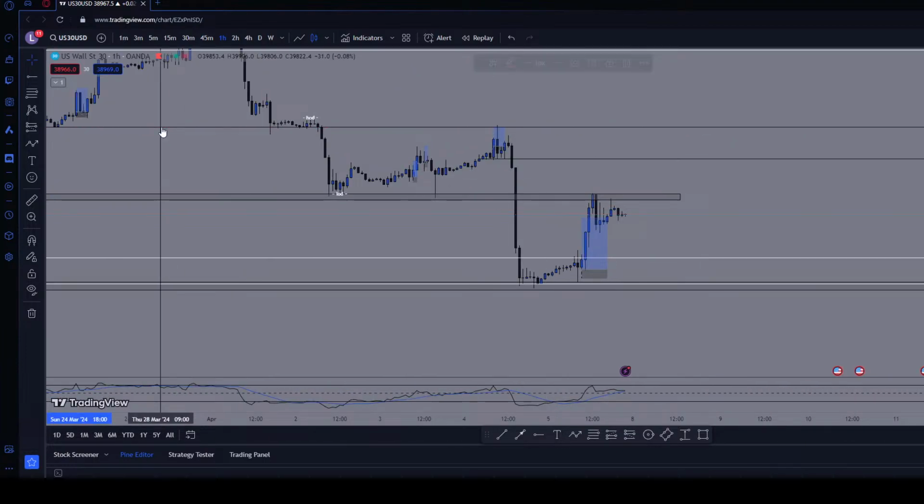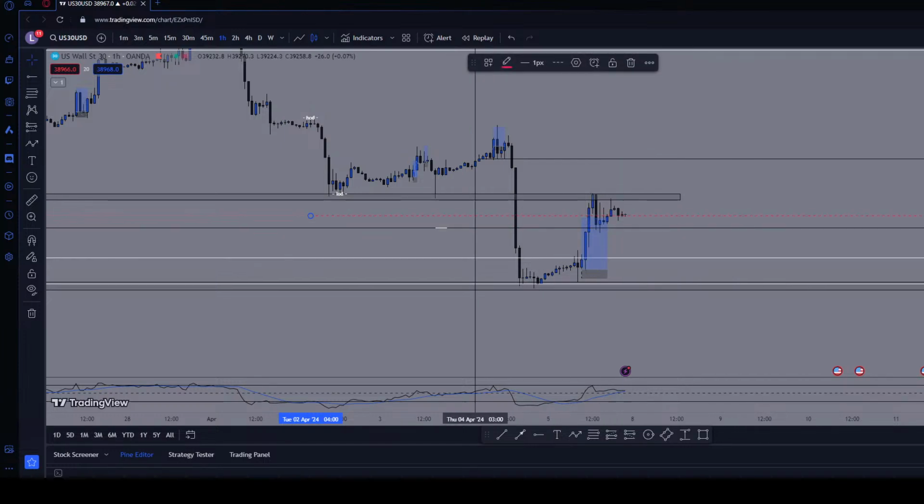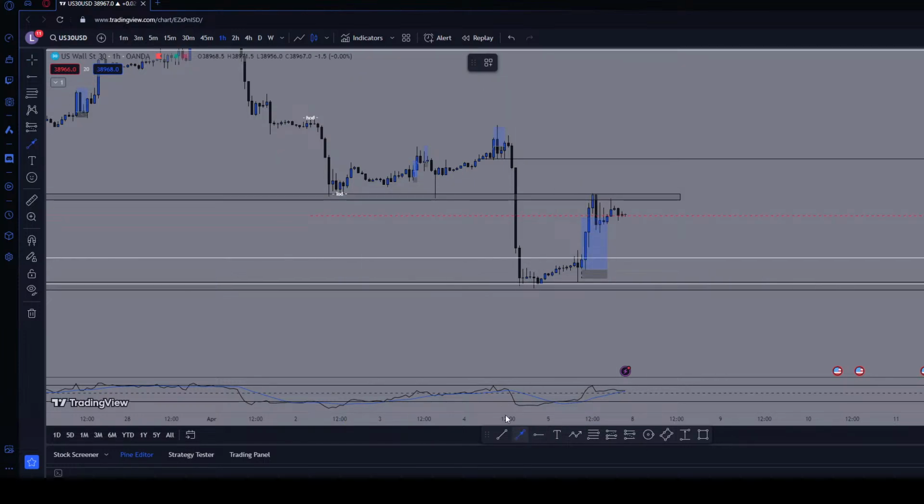Now the next thing that I'm going to do though is obviously move this to the open of the week, which is right here at this candle that opened bullish. So the new open of the week is obviously wherever the week opens on Sunday 5 p.m. So Sunday 5 p.m. open up here. I'm going to move that and have that set as the open of the week.